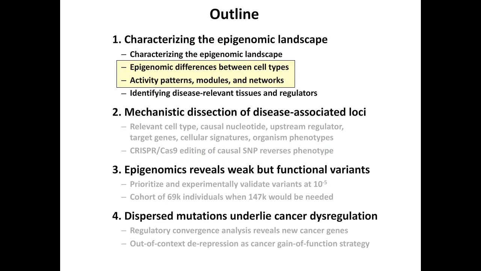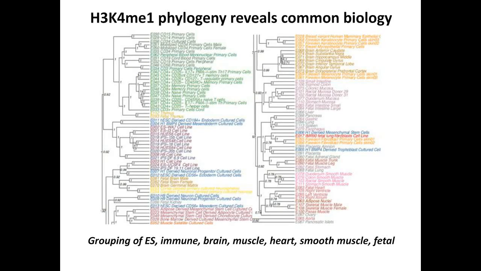So I focused until now on characterizing the epigenomic landscape, and now I'm going to switch to using the differences between cell types in order to reveal patterns of activity, modules of co-regulated elements, and networks that link genes together to their enhancer regions and their upstream regulators. So we can now take one of these marks, H3K4me1, which is associated with enhancer regions, and actually build a phylogeny of all of the different cell types. And I've color-coded the cell types according to their biology.